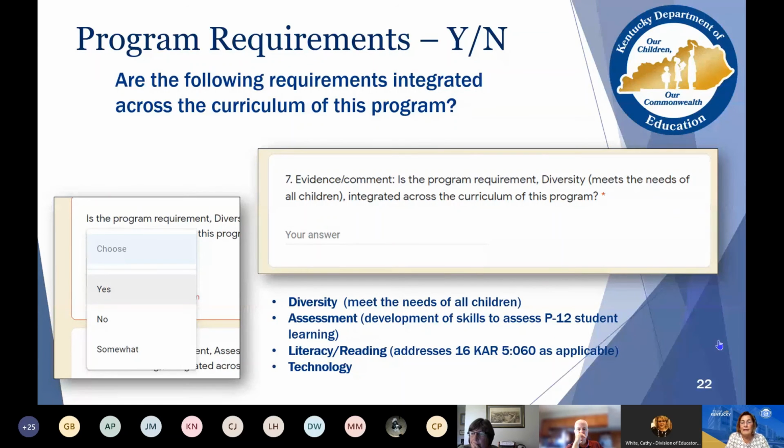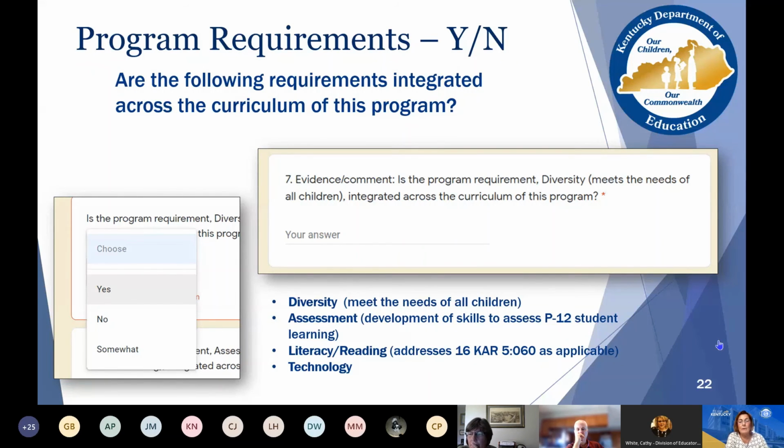So yes, they've done it in a lot of different ways. No, they maybe didn't do it, or it may be a somewhat, yeah, they kind of did it, but they talked about formal assessment. They talked about the Kentucky assessment or reading that assessment data, but they didn't really go deeply into the informal assessment that we need our students to.